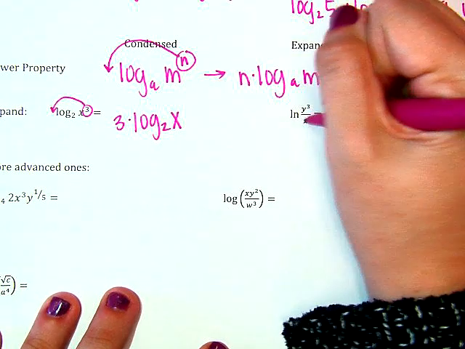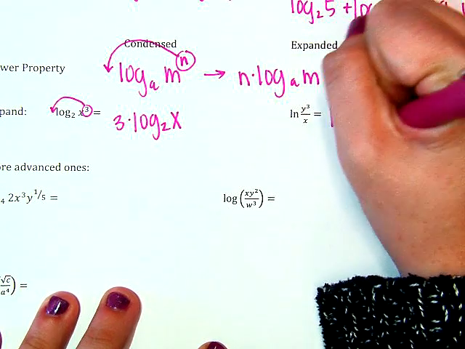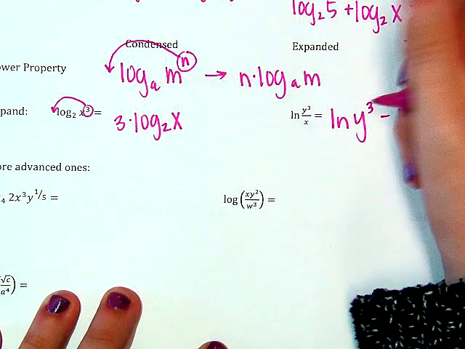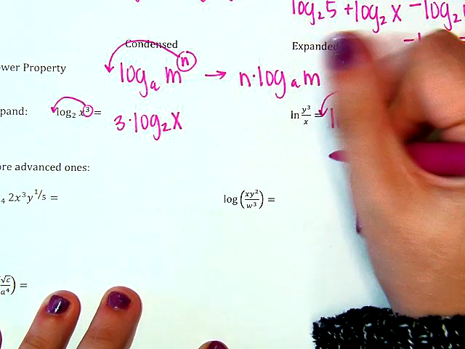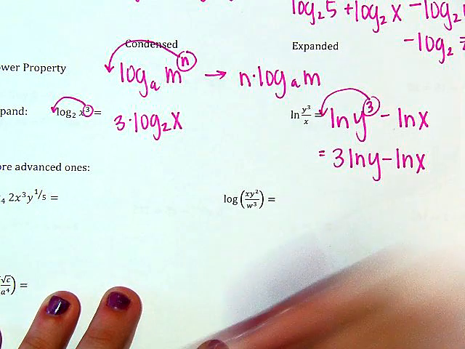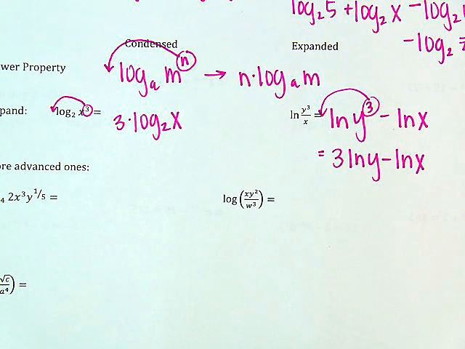Second one, I got some division here, so I'm going to do that first. ln y cubed minus ln x. Then take this power, bring it to the front, and it becomes 3 ln y minus ln x. Okay, so those are the 3 rules that we're using.